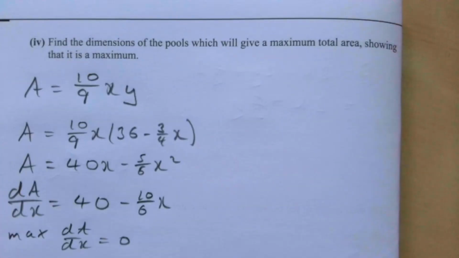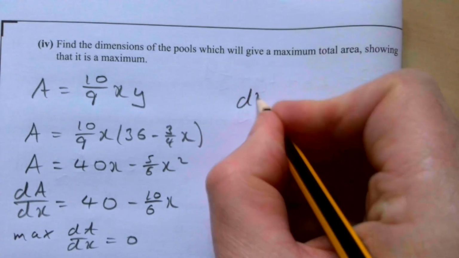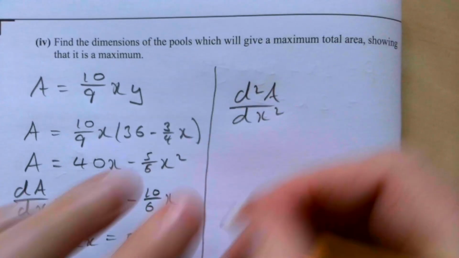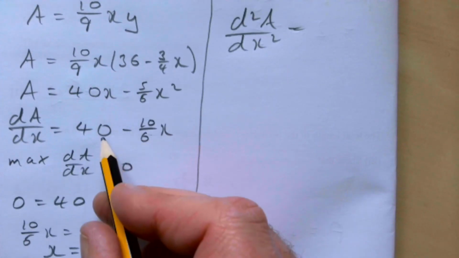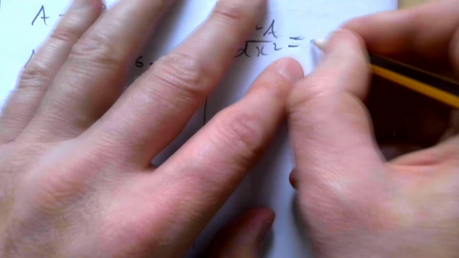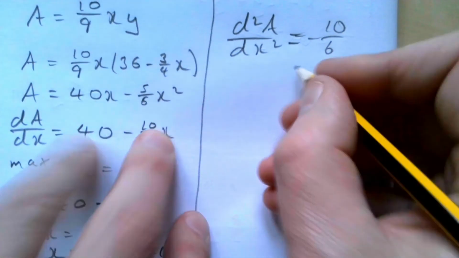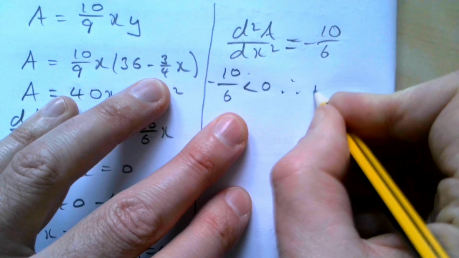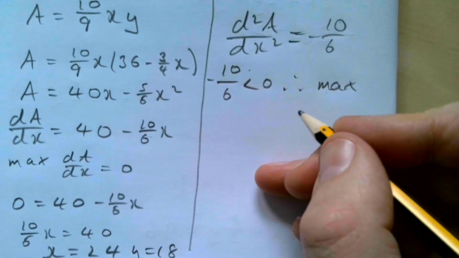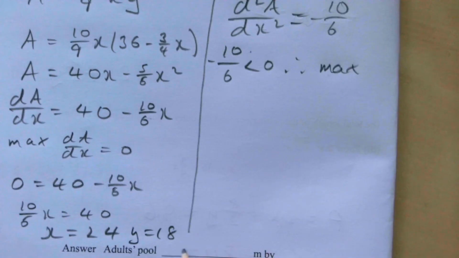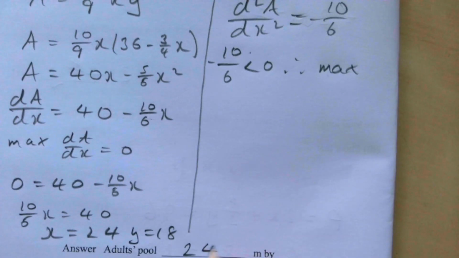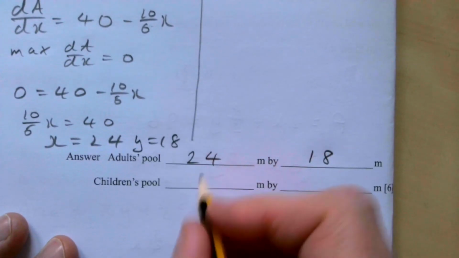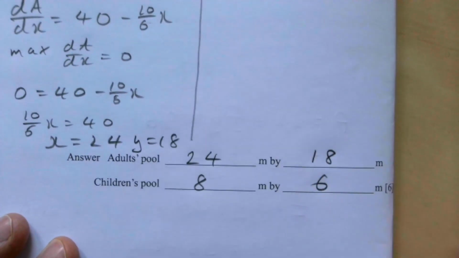I need to show that it is a maximum, so I need to find d2A by dx squared. That gives me minus 10 over 6. The 40 disappears. So minus 10 over 6 is less than 0. Therefore, it is a maximum. The adults pool then, what are the dimensions? They are 24 by 18. And remember the children's pool then was a third of that. So a third of that is 8. And a third of that is 6.